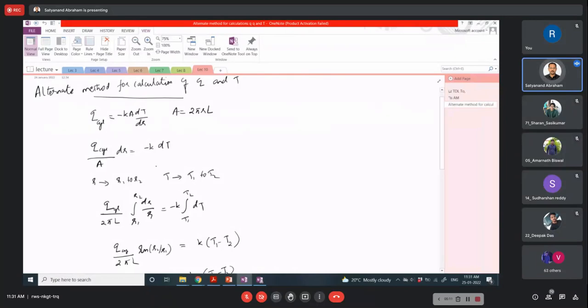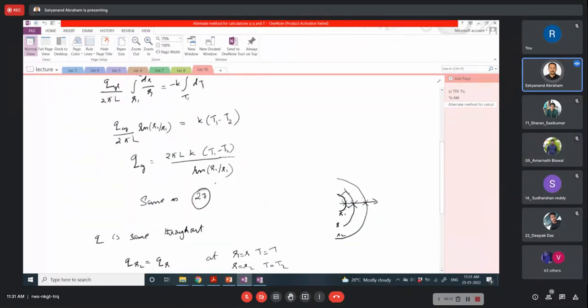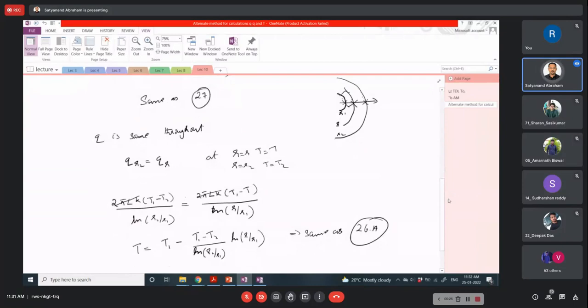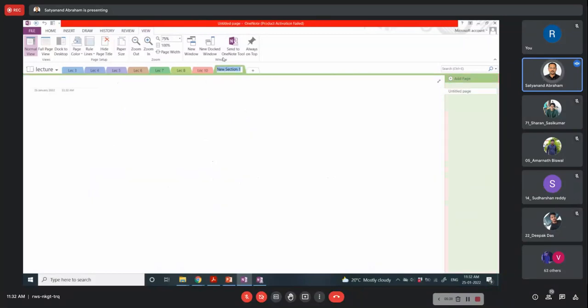So you can actually see that Q can be given as minus K A dT by dx, where A is equal to 2 pi r. If you integrate it, you are going to get the Q equation, which is the same as what we derived based on the governing equation. With the condition that Q is the same throughout, we can again derive the equation of the temperature, which is the same as what we saw. So that's where we stopped in the last class.